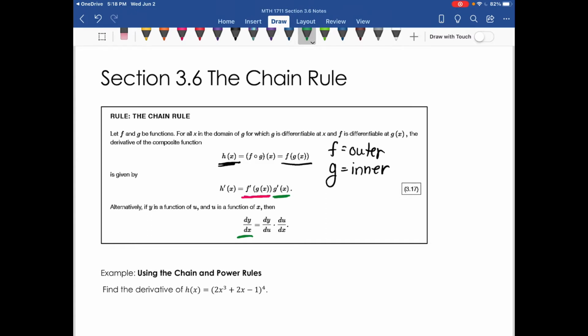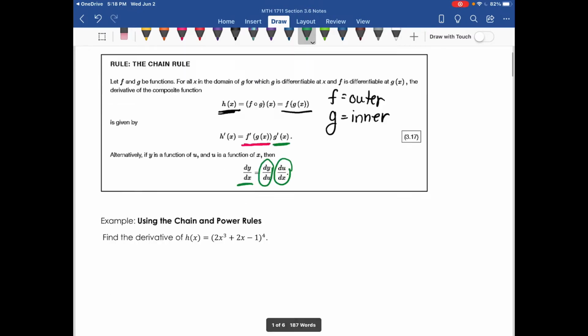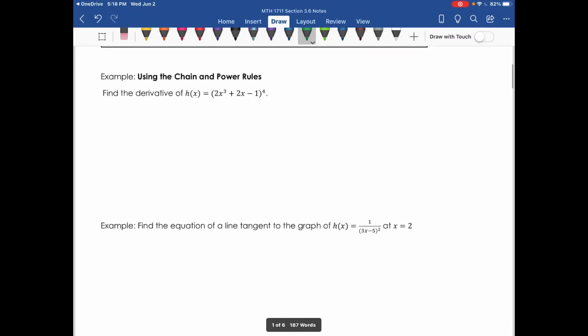Now, if you're using the dy dx notation, if you take the derivative of y with respect to x and it's a composite function, think about u as being the inner function. You take the derivative of y with respect to u and then multiply it by the derivative of u with respect to x.